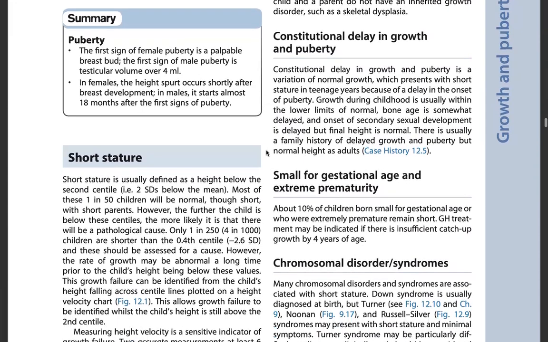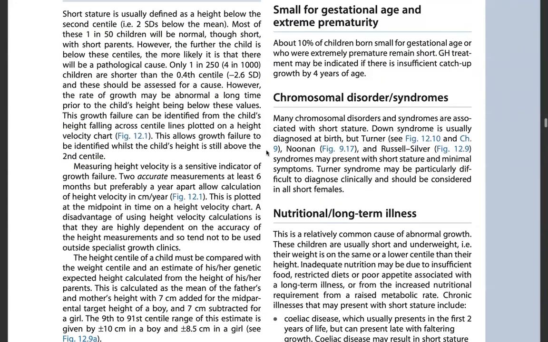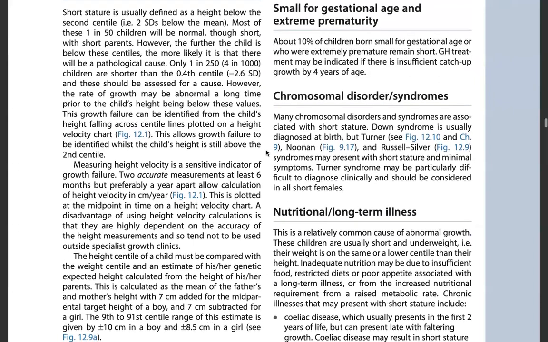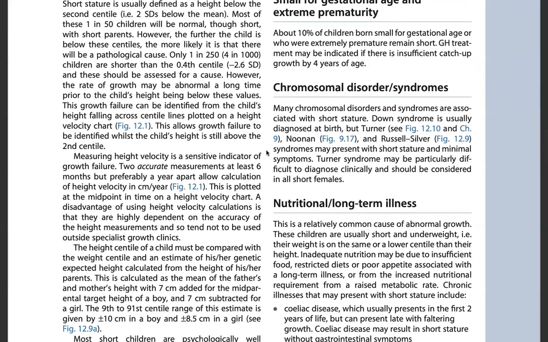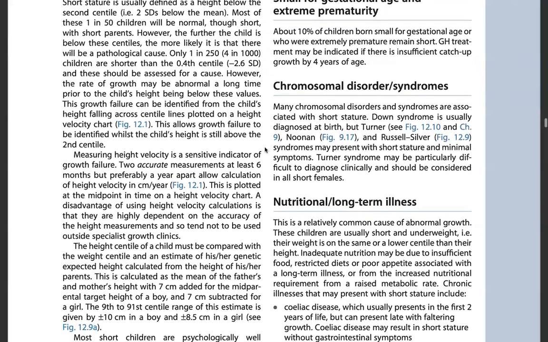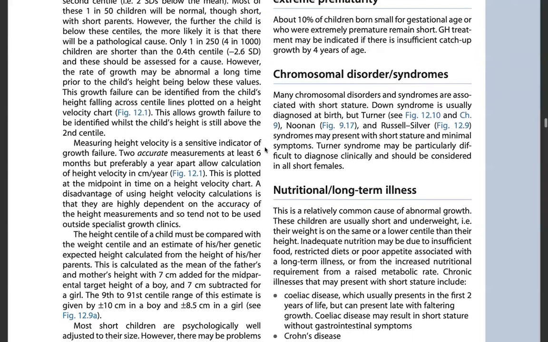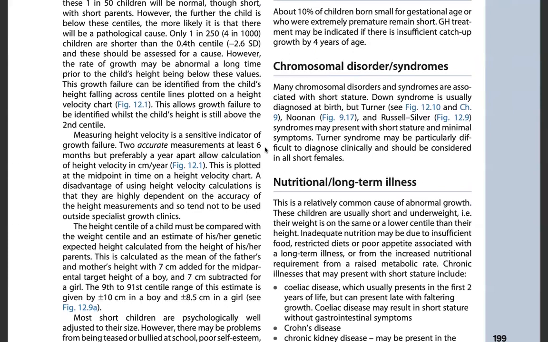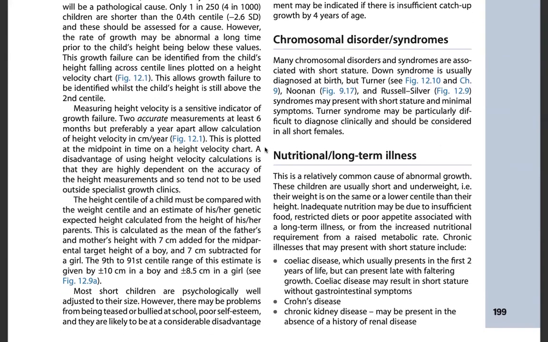Small for gestational age or extreme prematurity: about 10% of children born small for gestational age or who were extremely premature remain short. Growth hormone treatment may be indicated if there is insufficient catch-up growth by 4 years of age. Chromosomal disorders and syndromes: many are associated with short stature. Down syndrome is usually diagnosed at birth, but Turner, Noonan, and Russell-Silver syndromes may present with short stature and minimal symptoms. Turner syndrome may be particularly difficult to diagnose clinically and should be considered in all short females.